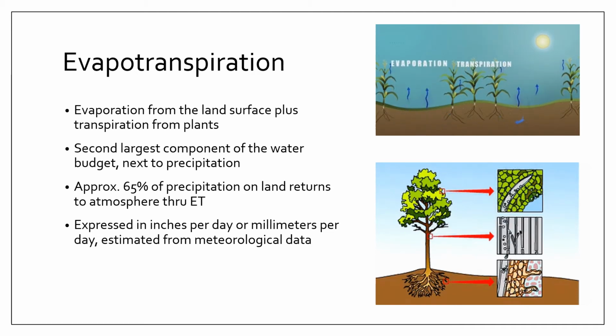Now, in terms of water budget, evapotranspiration is the second largest component of your water budget, only next to your precipitation. And note that for all the precipitation that falls on land, 65% of it returns to your atmosphere through evapotranspiration. The rest goes to your ocean and also undergoes evaporation. Typically, evapotranspiration is expressed in inches per day or millimeters per day as per your meteorological data, which we'll be discussing later.